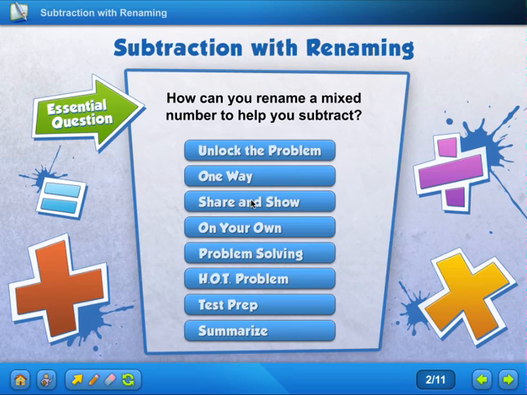Hi everyone, today we are in lesson 7.8 and that is on page 297 in your colored math books. So today we are going to learn how to do subtraction with renaming.